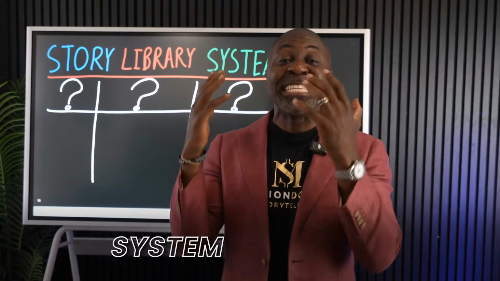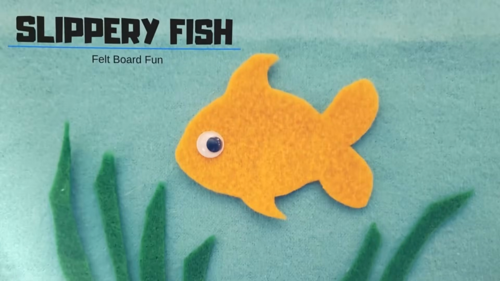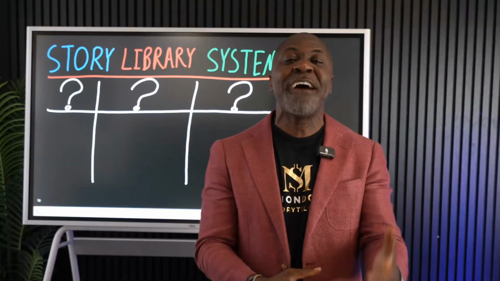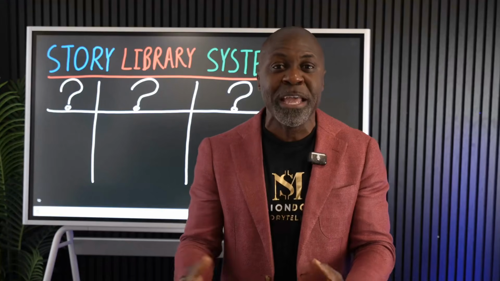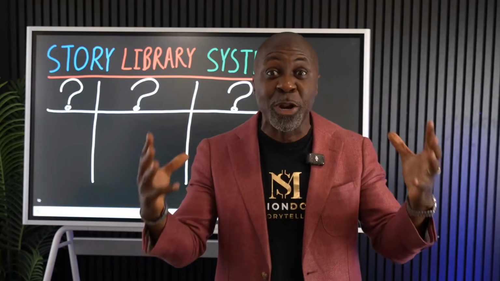What you have is a system problem. You see, stories are like wet, slippery fish. If you don't have a system to be able to capture those stories and easily retrieve them, they will always slip and get away from you.